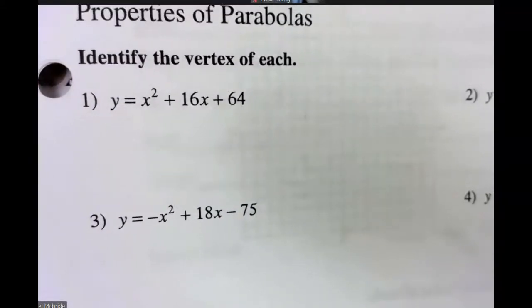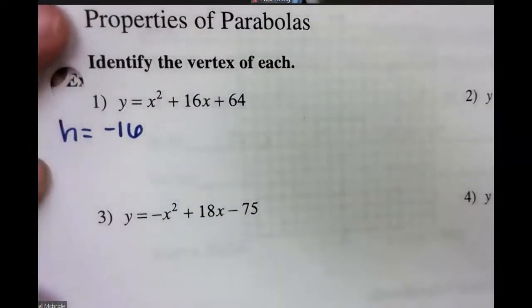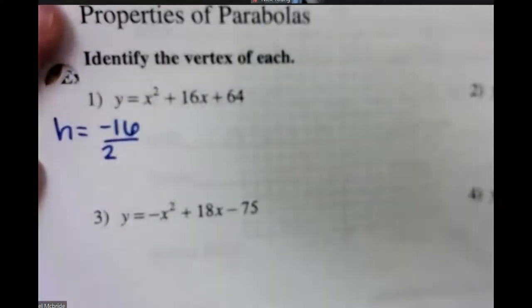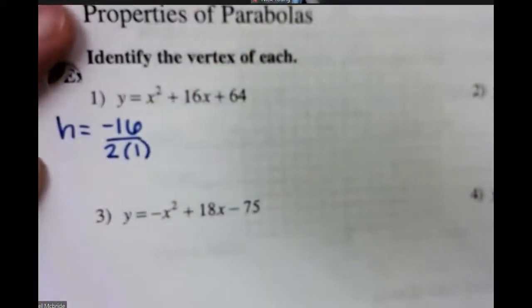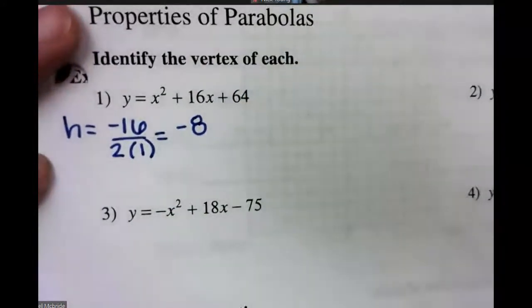H comes from taking the middle term and its opposite. So if the middle term is positive 16, its opposite is negative 16. Dividing that term by 2 and multiplying it by the value on x squared, which is a. So negative 16 divided by 2 is negative 8. That represents the h value.